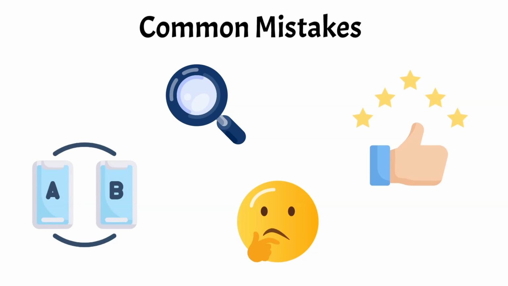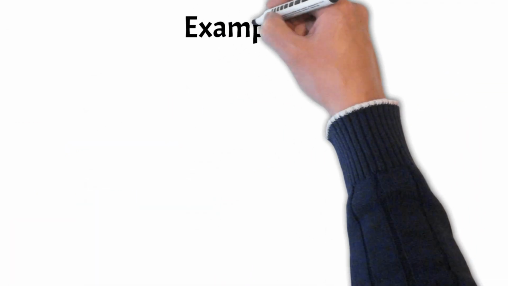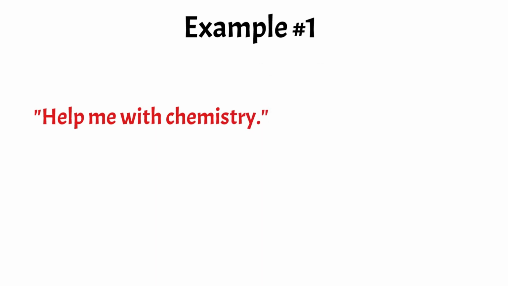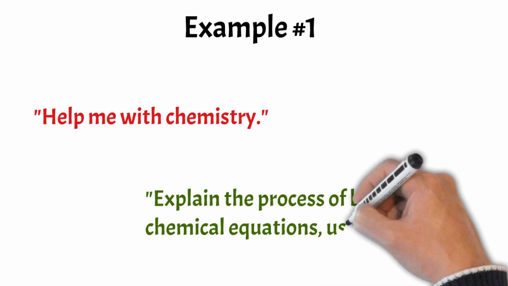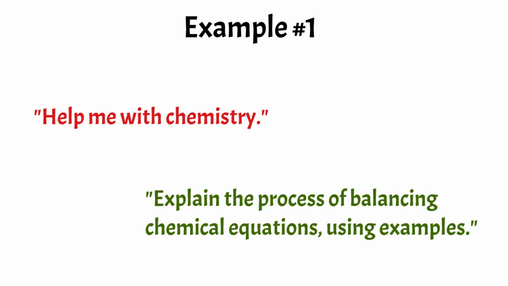Let's dive in. Number 1. Prompts like, "Help me with chemistry." This prompt is vague and lacks specificity. An improved version would be something like, "Explain the process of balancing chemical equations using examples." The improved prompt provides specific instructions, enabling the AI to understand the task clearly and provide relevant information.